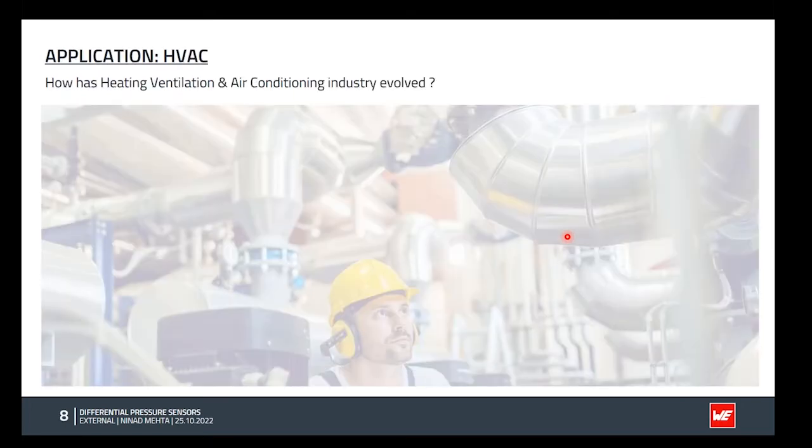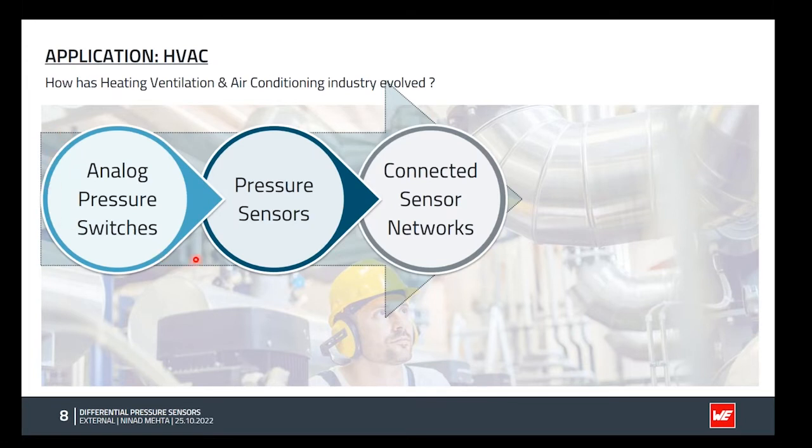Let's have a look at the HVAC application in detail and how the HVAC industry has evolved through the years. Because of climate change, more and more HVAC systems are being employed, and they are being made better and better. Initially, in these systems, analog pressure switches were used. Now we are using pressure sensors, with which you can, for example, control your smart thermostat and have perfect air quality and air temperature inside.